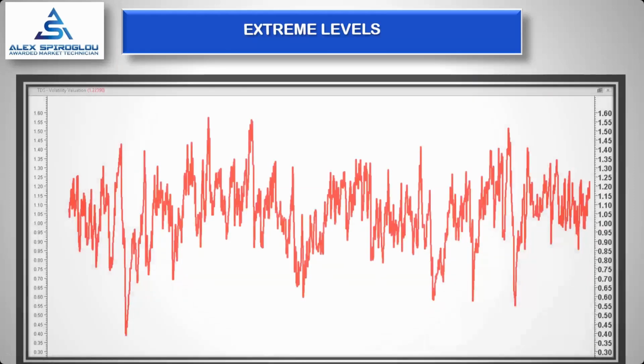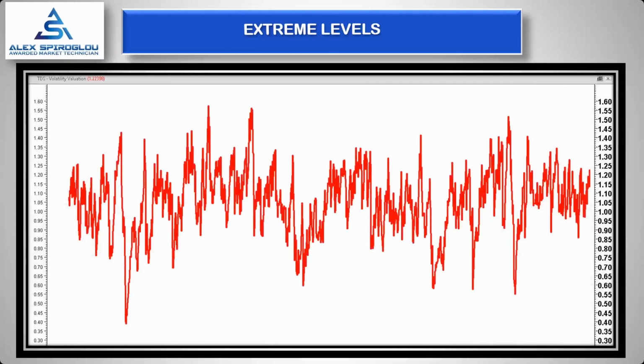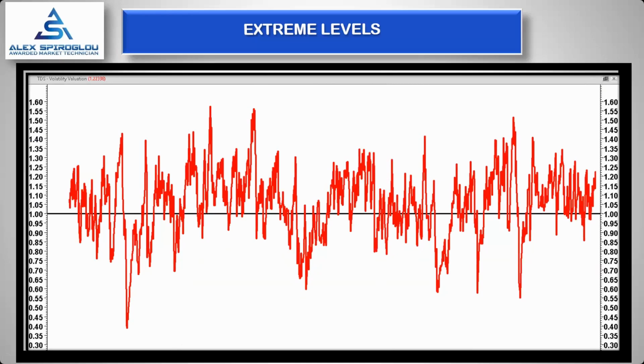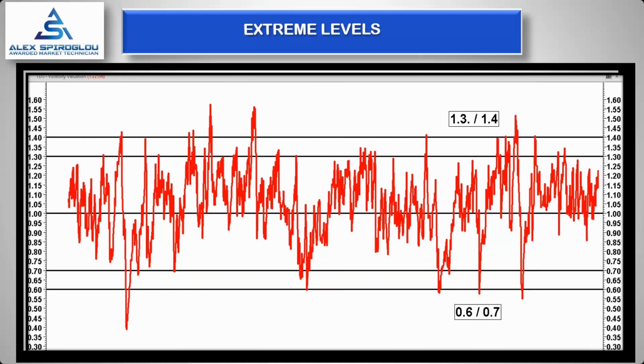Okay, so this is how, in principle, the oscillator works. It seems like an oscillator. I mean, it oscillates, not literally an oscillator, but it oscillates around the mean value, and the mean value is 1. Volatility is considered to be at an extreme level if it is around 1.3 or 1.4, and it is extremely quiet if it's 0.6 or 0.7.